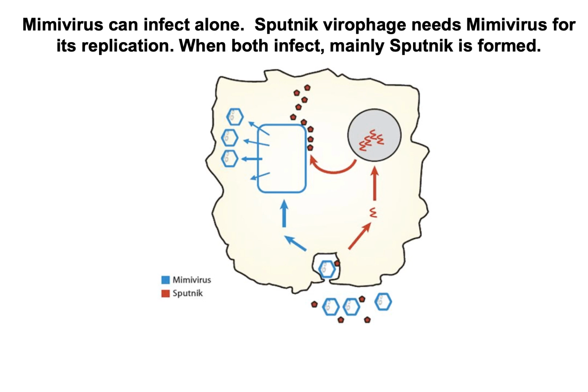So in this case, the Sputnik satellite virus is termed a virophage. That is, it's essentially infecting a virus. So it's a virus infecting a virus that's infecting an amoeba. And so it's kind of a complex system that's evolved in this case.